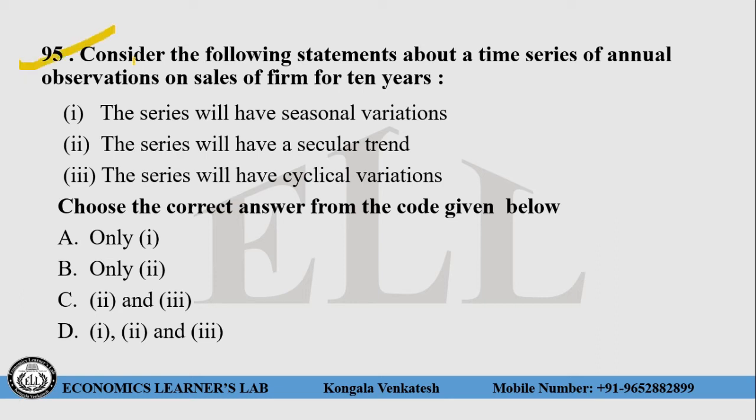Question number 95. Consider the following statements about a time series for annual observations on sales of a firm for 10 years. Roman number 1. The series will have a seasonal variation. No, this is wrong. Roman number 2. The series will have a secular trend. Yes, this is also correct. Roman number 3. The series will have a cyclical variation. Yes, this statement is also correct regarding the time series analysis. So here the right answer for this question is choice number C. The second and third statements are right.